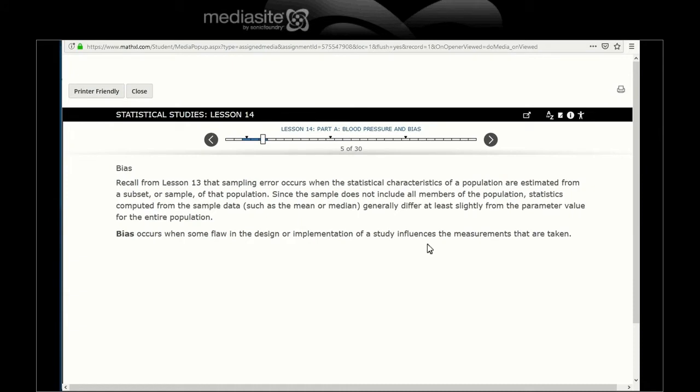Recall from lesson 13 that sampling error occurs when statistical characteristics of a population are estimated from a subset or sample of that population. Since the sample does not include all members of the population, statistics computed from sample data, such as mean or median, generally differ at least slightly from the parameter value for the entire population. Bias occurs when some flaw in the design or implementation influences the measurements that are being taken. Bias: flaw in design or implementation that influences measurements.